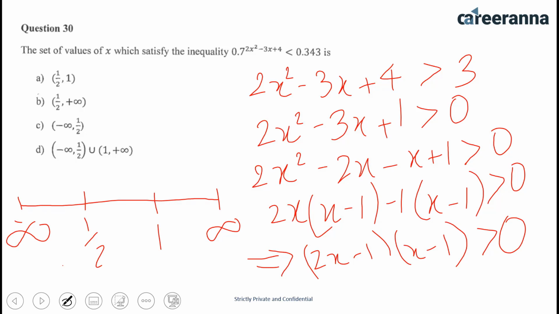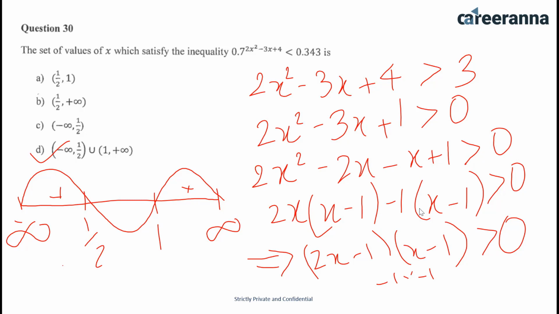So if I take the value, for example 0 for this case, minus 1 into minus 1 is positive. That means our answer will lie from minus infinity to half and from 1 to infinity, that is option D. Hence our answer to this question is option D. Let's move on to our next question, question number 31.